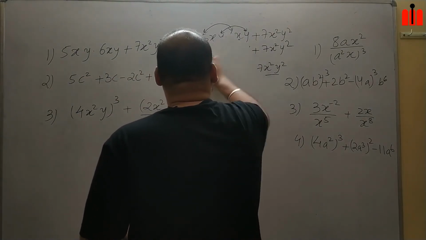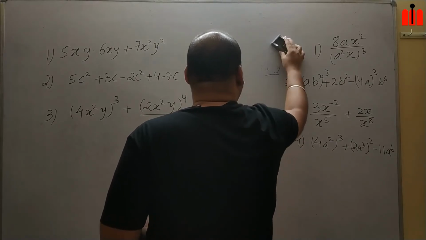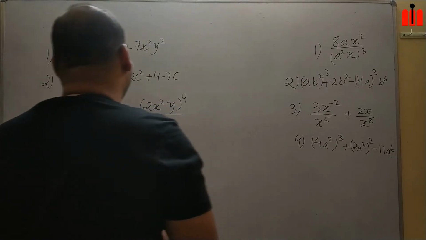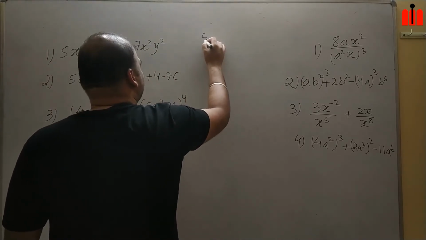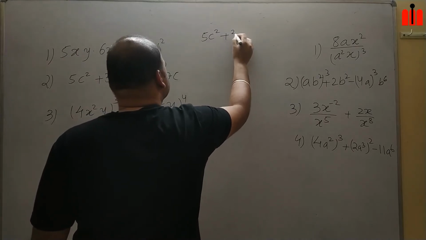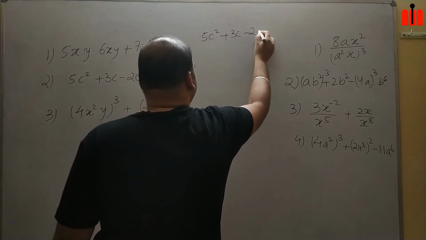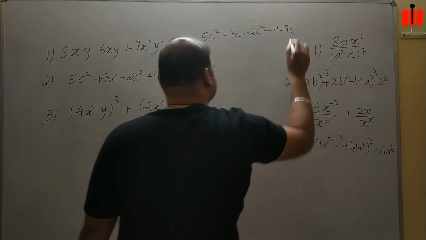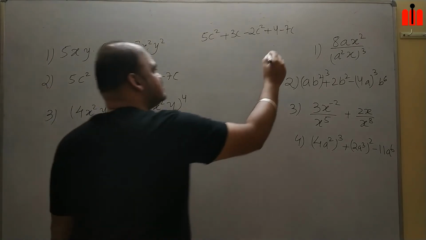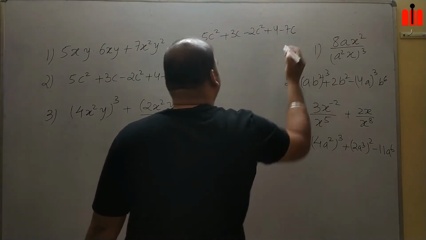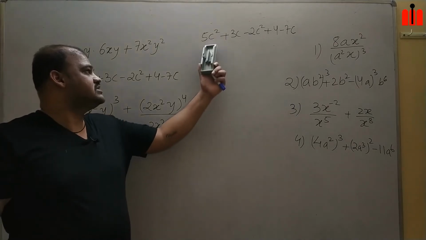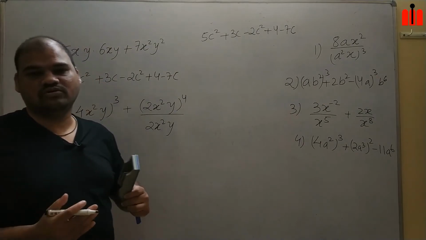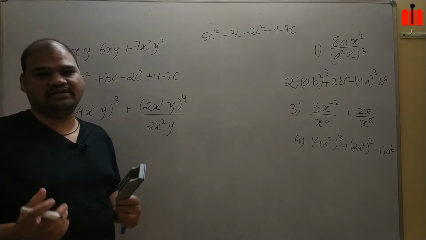So problem number 2 is 5c square plus 3c minus 2c square plus 4 minus 7c. So 5c square plus 3c minus 2c square plus 4 minus 7c. Okay, 7c, this is c over here. Now c square. This question checks how you relate the like terms.